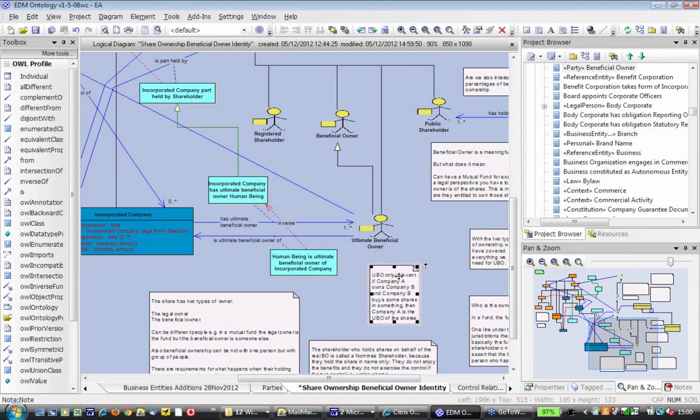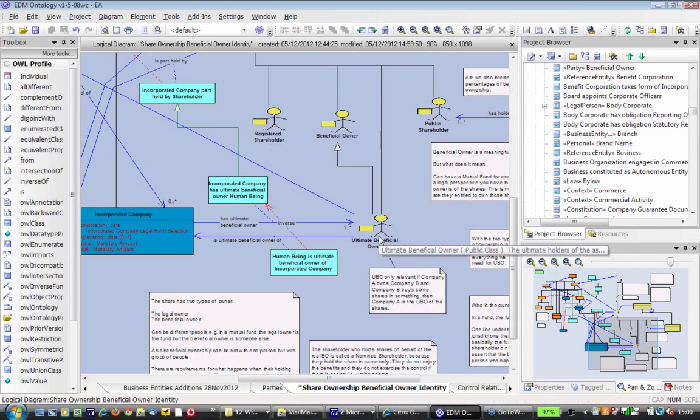Yep. Okay, so this concept of it being ultimate beneficial owner of a company is not recognised, but ultimate beneficial owner of some shares is, and that is via some ownership relation between the registered shareholder and some other entity that owns a controlling stake in that registered shareholder, where that registered shareholder would in that case be some company.